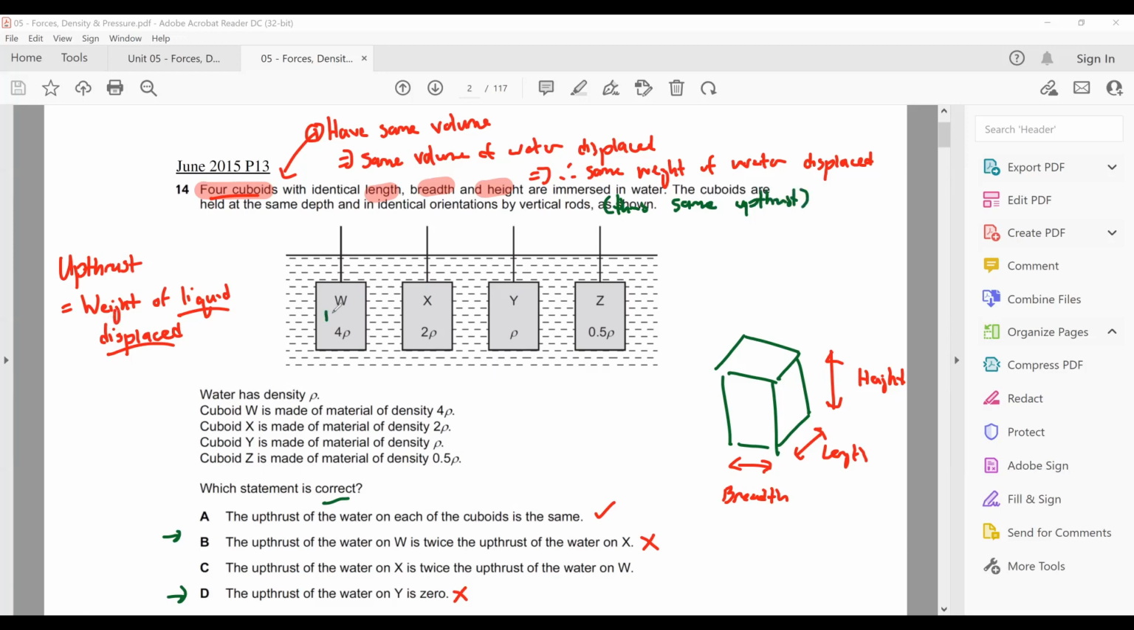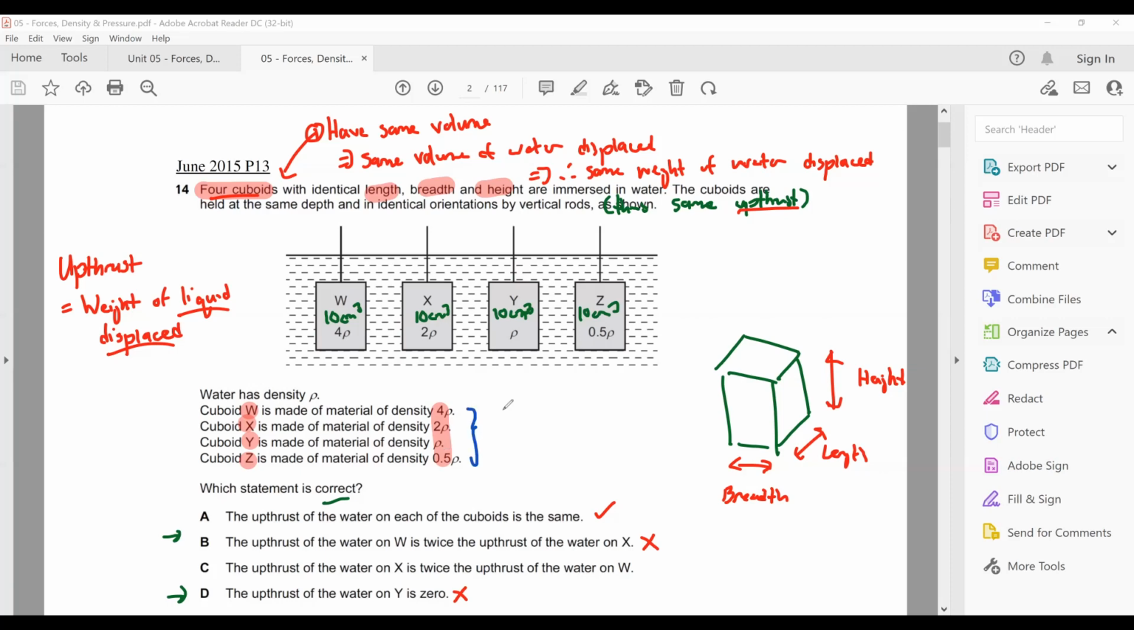If this one is 10 centimeter cube, this one will be 10 centimeter cube, this one will be 10 centimeter cube. This one will also be 10 centimeter cube. They will all be displacing the same volume of water. So if they're displacing the same volume of water, that means you are displacing the same weight of water, which means that you have the same upthrust. Now you look at the cuboids W, X, Y, and Z. You see that they have different densities, right? Now, what does the different density affect?